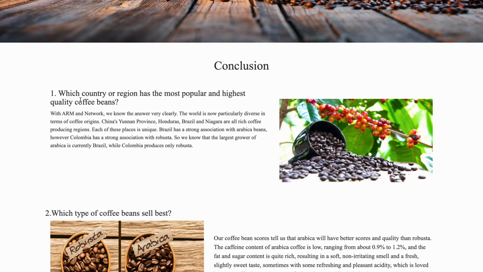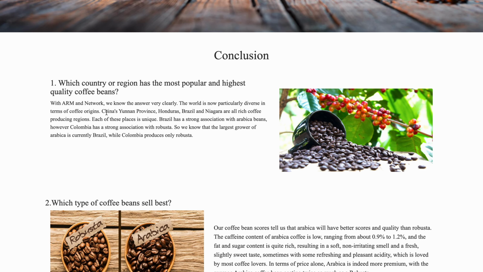So the final conclusion, and I conclude about the 10 questions. The first is which country and region are most popular, and we see that the world is particularly diverse in terms of coffee origin. In China, Yunnan province, and Brazil, we can remember. My favorite graph is network 3D, which shows us the many places that are rich coffee producing regions.